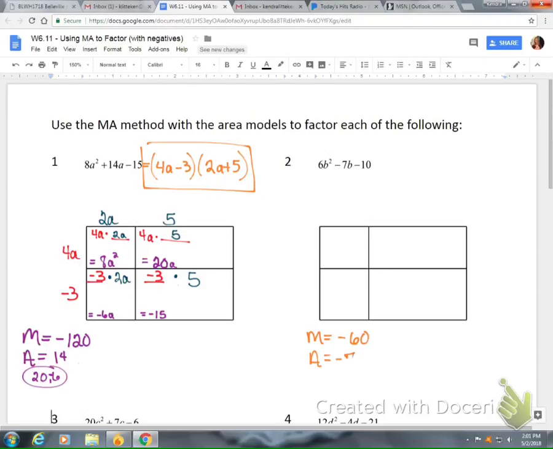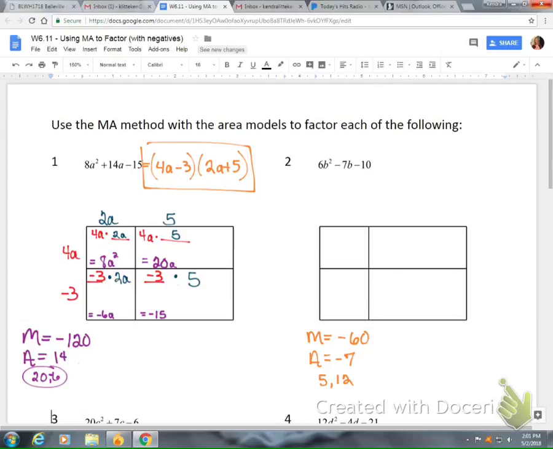Negative 7. So on your factor sheet, find 60. Then find the numbers that you can manipulate to get 7. This one's kind of a tricky one, if I remember correctly from first hour. So 5 and 12. My m is negative, so how many of my factors are going to be negative?